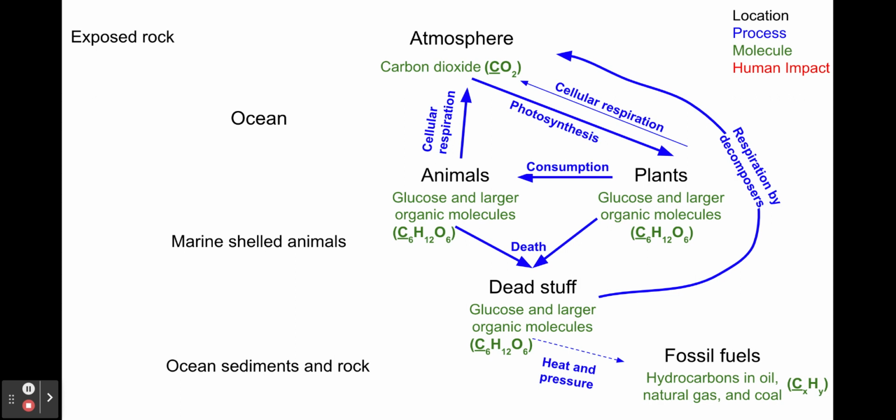Okay, let's look at the left-hand side of our diagram. And it's about the ocean. And so, what I don't want you to think is this is the only type of carbon cycle that happens in the ocean. Because in the ocean, we have animals, we have plants, we have them on land too. We've got dead stuff in the ocean, we've got dead stuff on land, we've got respiration by decomposers on land and in the ocean. So, all of the stuff that we've talked about so far is happening both on land and in the ocean. But it turns out that there's actually an additional part of the carbon cycle that really only happens in the ocean.